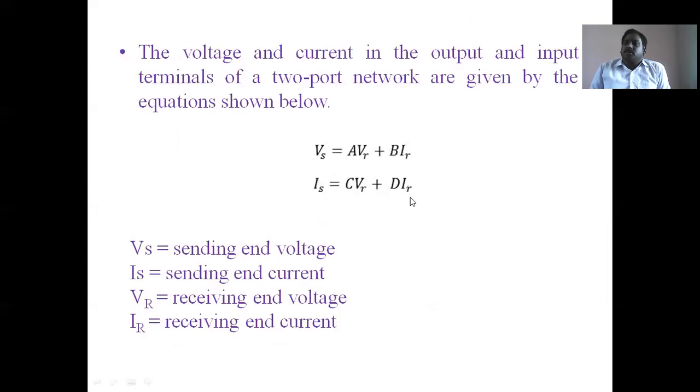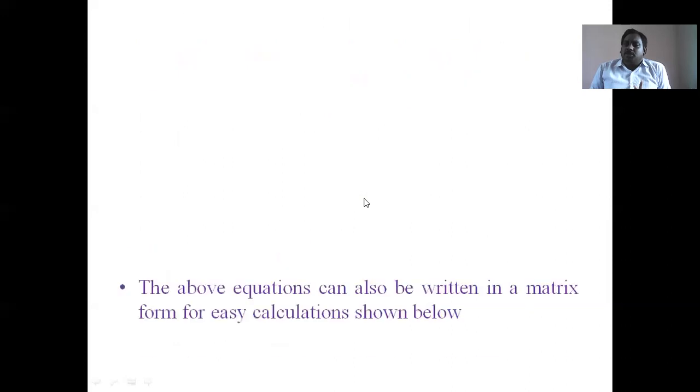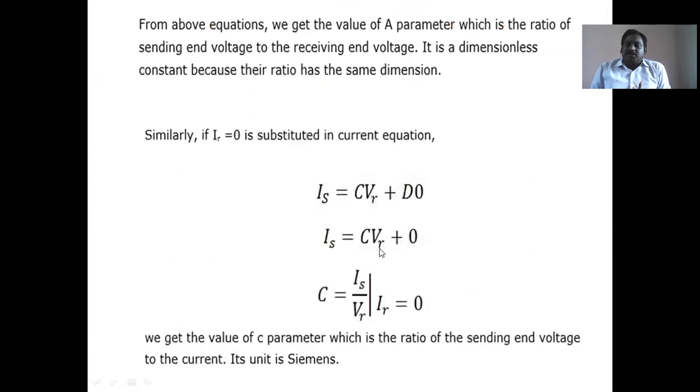This equation: IR is equal to 0, Is is equal to C into VR. That means from this we can calculate the C value. C is equal to Is by VR, when IR is equal to 0. Like this we can calculate the C value.